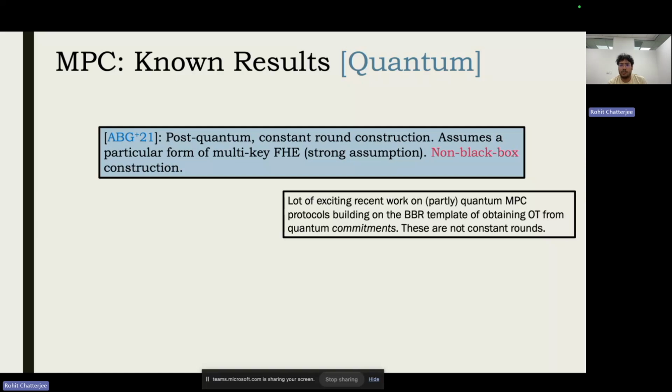And yeah, like I was talking about, in terms of protocols with classical communication, you had this protocol from 2021, and then you had these other protocols which get OT from quantum commitments. In particular, they cross this symmetric key to public key barrier, so to speak, by using these BBR-based protocols. These, however, are not constant rounds, and they're also not classical communication. And I think they're not black box exactly.